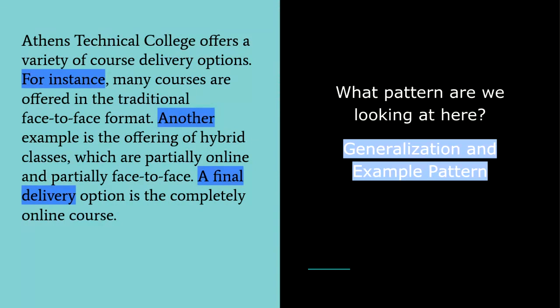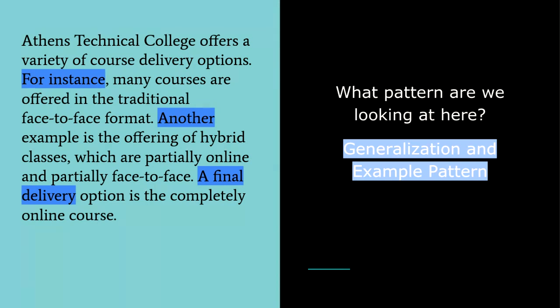And look at this, it offers a variety of course delivery options. So this is something that often writers use in, if you're taking 1101 or 0989, your beginning writing courses. This is an easy way to write it. You have a very general category here, and then you're going to give examples of it. So a general category and examples.